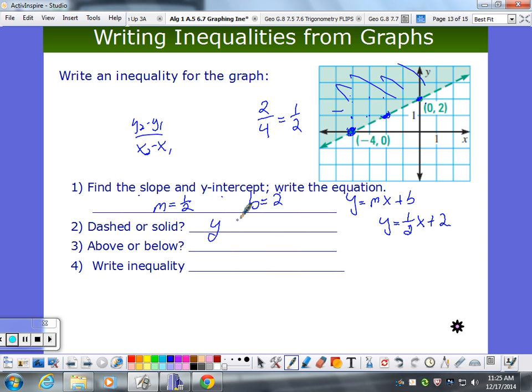So I have to figure out what the inequality is going to be. Now, is it solid or dashed here? So is there going to be an equal? No. Is this line above or below? Below. This is dashed. Okay. So what goes here? A greater than or a less than? Above is greater than. The inequality's right. So you can go backwards. Yeah, you can do that.